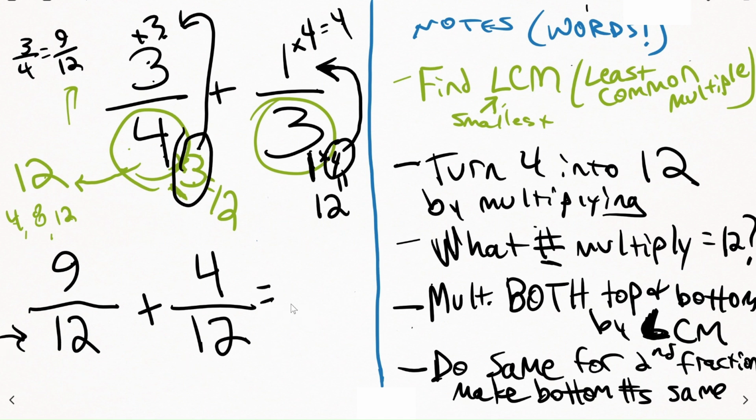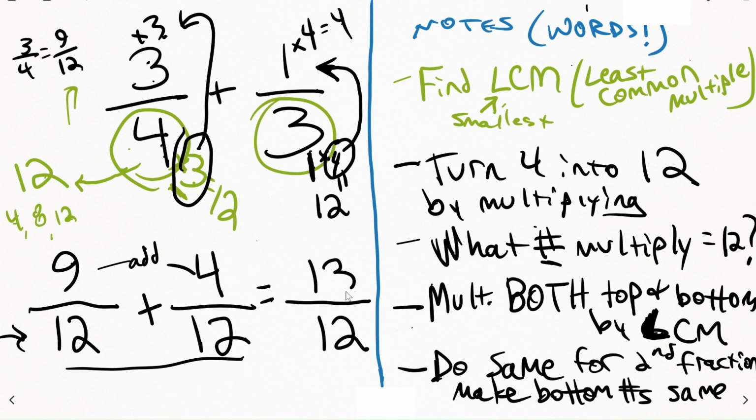And just as I showed you on the previous example, you keep these bottom numbers the same. You just rewrite the bottom number, and then it's the top numbers that you actually add. So 9 plus 4 is 13. So now we have 13 over 12.